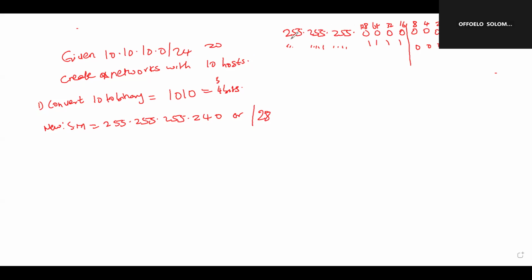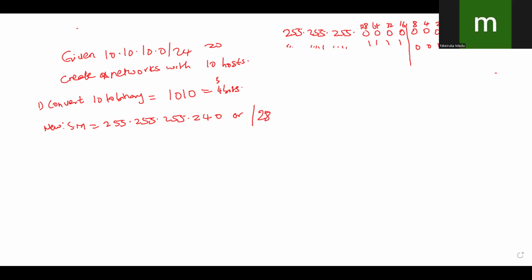Let's check 28. It is the number of bits that are turned on. We already know that we started with /24, so 24 were turned on. How many more did we turn on in the process of breaking this network, Solomon? 4. So when you add 4 to the one we started with, what will it give you? 28. Does that clear things up? Yes, ma'am. Thank you.